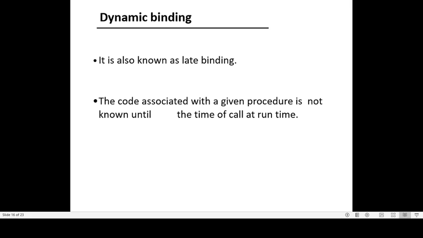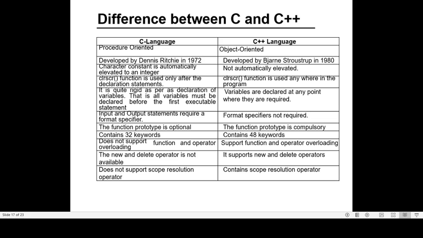Dynamic binding. It is also known as late binding. The code associated with a given procedure is not known until the time of the call at runtime. It knows only when it is running. Before that, we cannot identify this. That is dynamic binding.